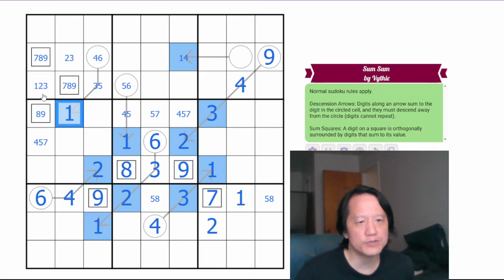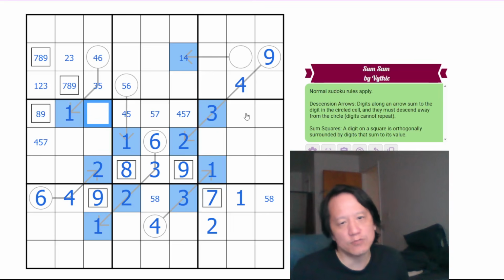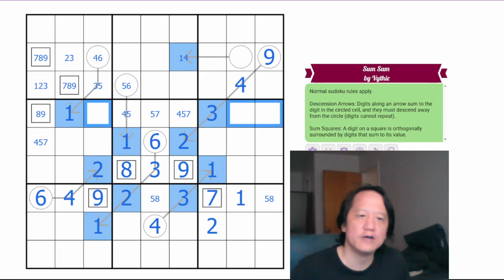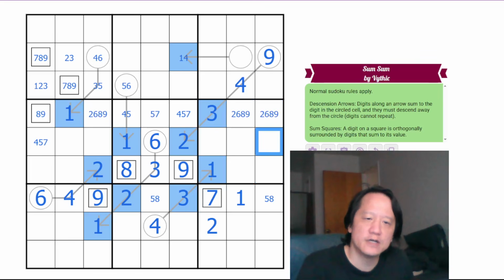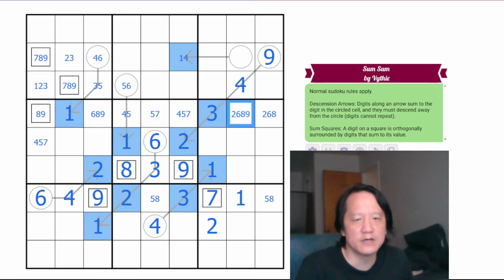You could have 4 plus 1 plus 3 adding up to 8. 5 plus 1 plus 2 adding up to 8. 5 plus 1 plus 3 adding up to 9, or 7 plus 1 plus 1 adding up to 9. Okay, remaining digits in row 4. We have 2, 6, 8, 9. Obviously, this can't be 2 because of 2 in the column. This can't be 9 because of 9 in the column.